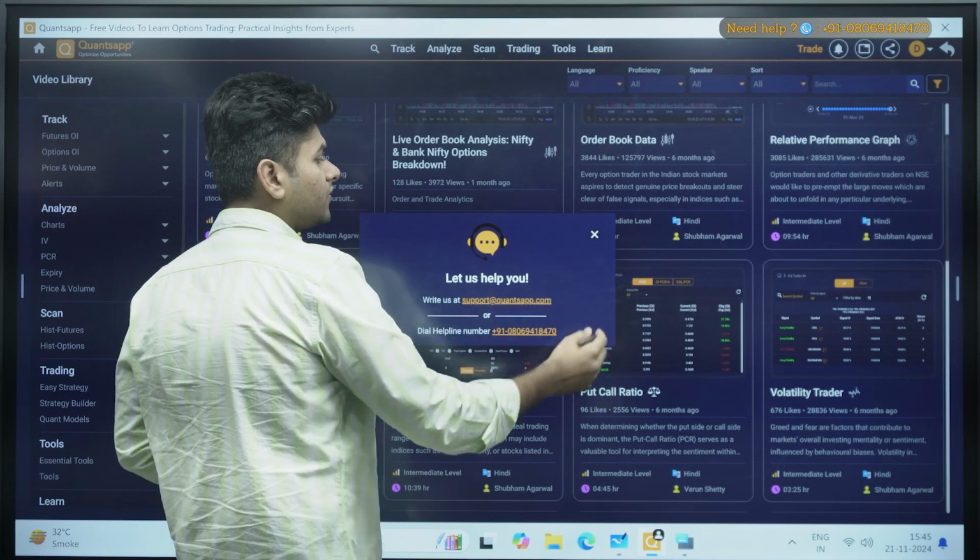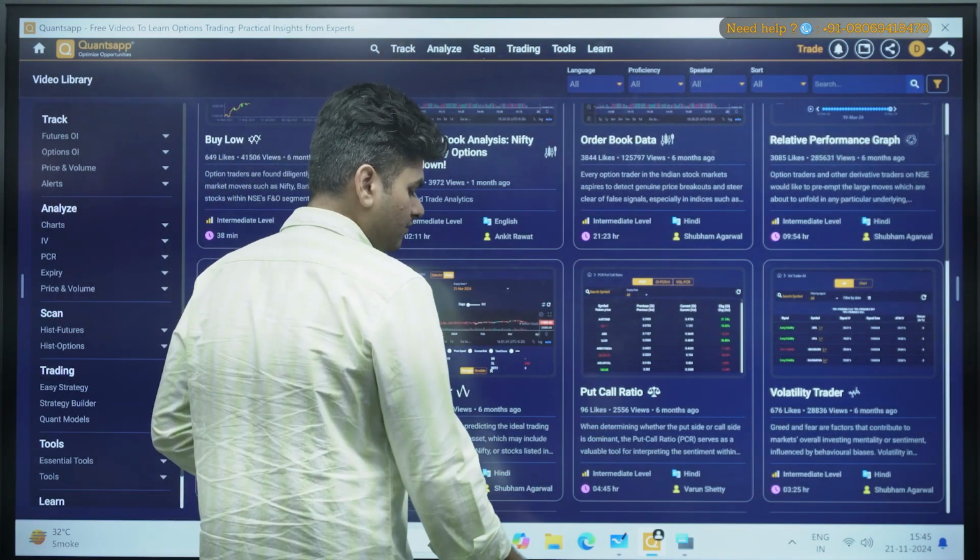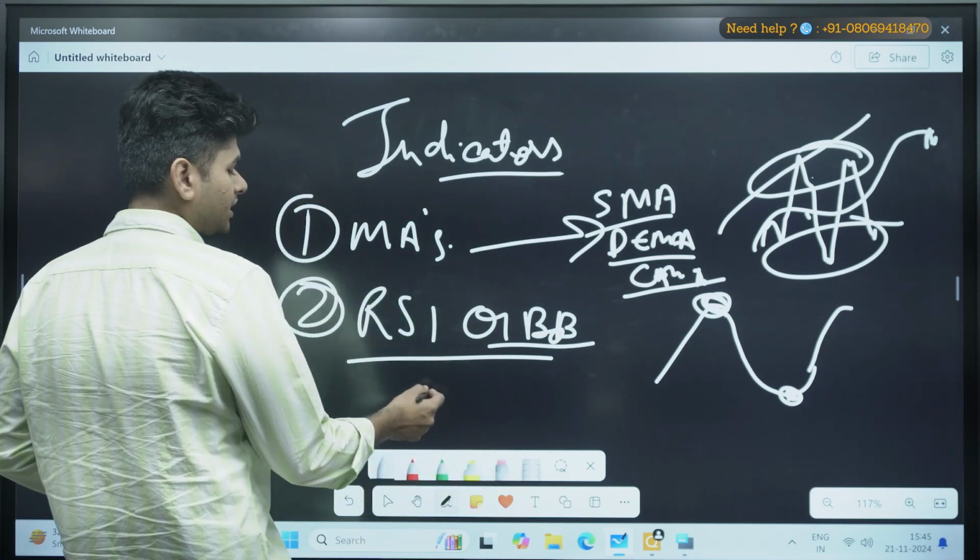Right, so let's jump on to the video and let's understand what is this Ironfly and how do we basically initiate the trade.